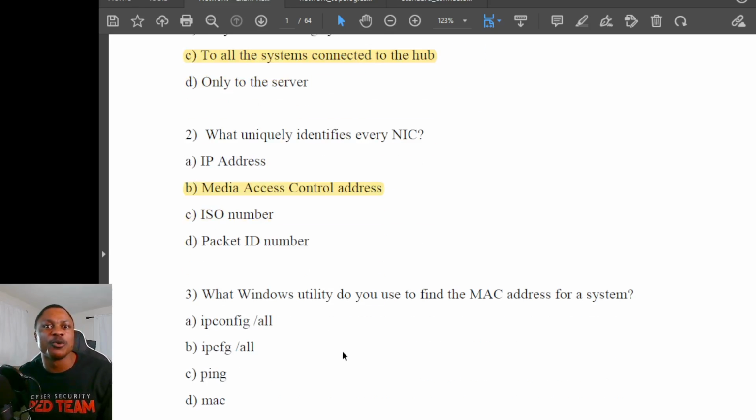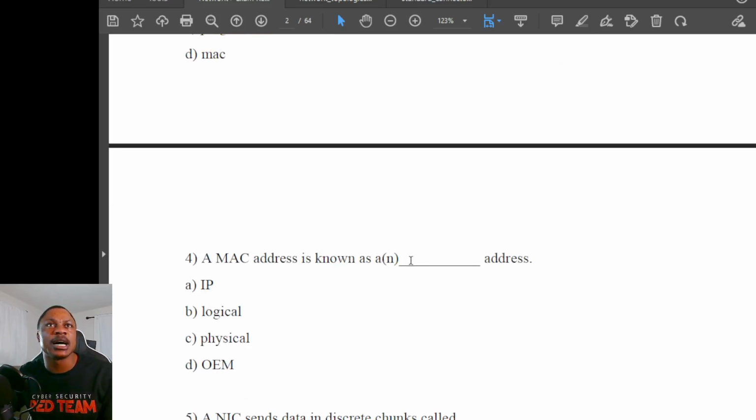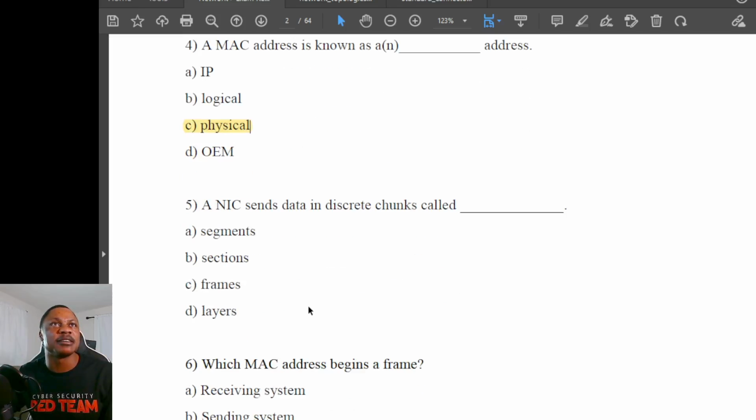Question 3 was: what Windows utility do you use to find the MAC address for a system? And we said that was A, ipconfig /all. Now question 4: a MAC address is known as a blank address, and that was C, the physical address. Question 5: a NIC sends data in discrete chunks called blank, and we agreed that was frames, so C.